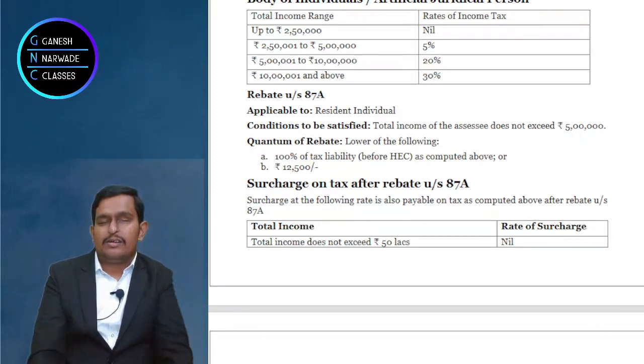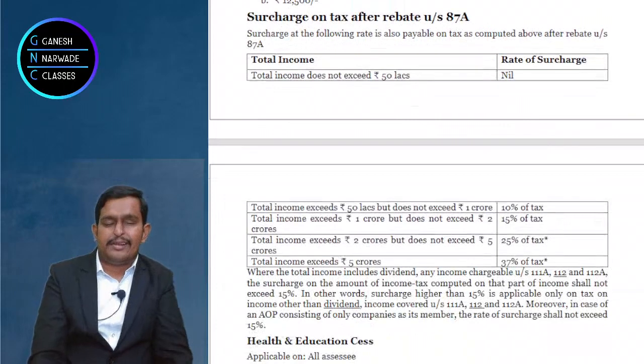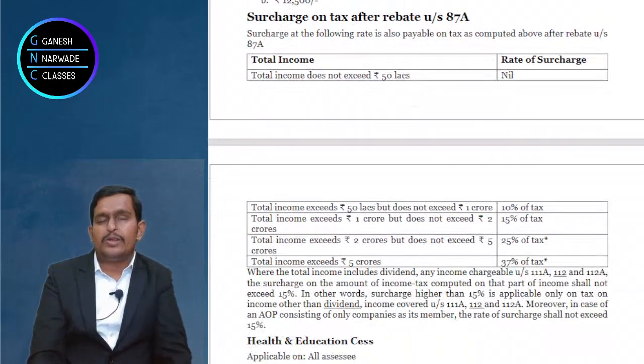Up to 50 lakhs of your income, no surcharge will be applicable. 50 lakhs 1 rupee to 1 crore, 10% surcharge. 1 crore 1 rupee to 2 crores, 15% surcharge. 2 crore 1 rupee to 5 crore, 25% surcharge. 5 crore 1 rupee or above income, then 37% surcharge.